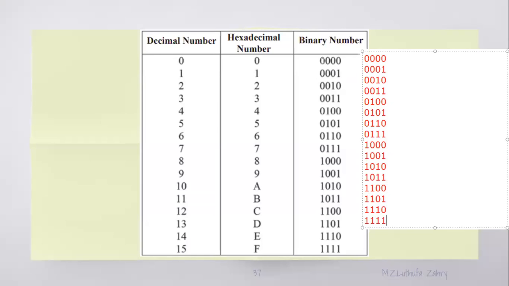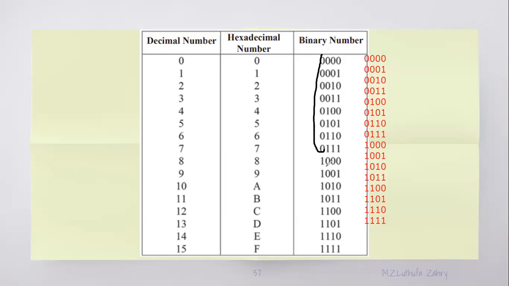Just check it with it. So you'll have 8 zeros at first, and then 8 ones. 4 zeros, 4 ones, 4 zeros, 4 ones. 2 zeros, 2 ones, 2 zeros, 2 ones, like that, and 0, 1, 0, 1, 0, 1. So this is how the table is formed. This will be equal to 0, this will be equal to 1, this will be equal to 2, like that, till it comes to 15.